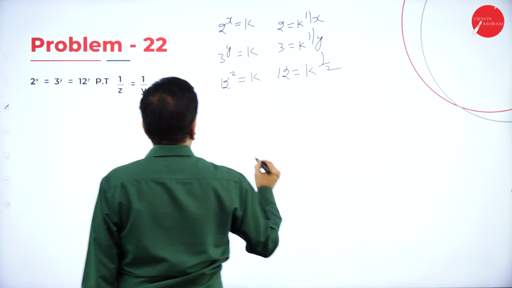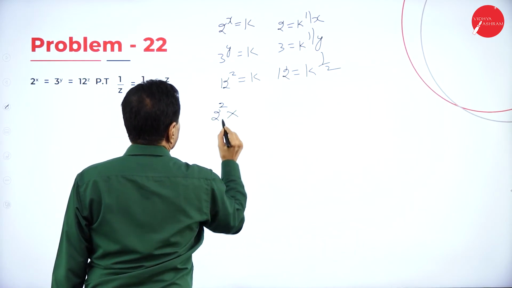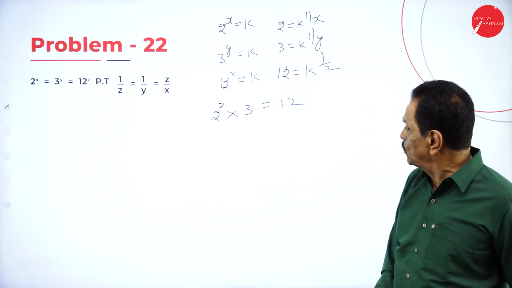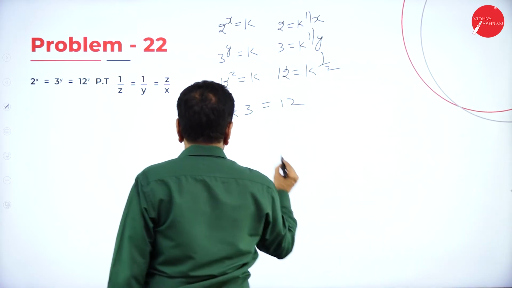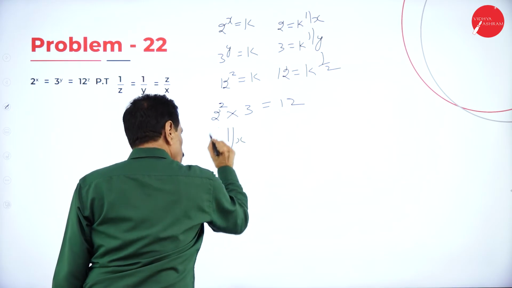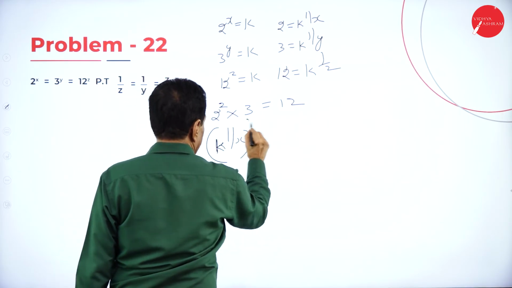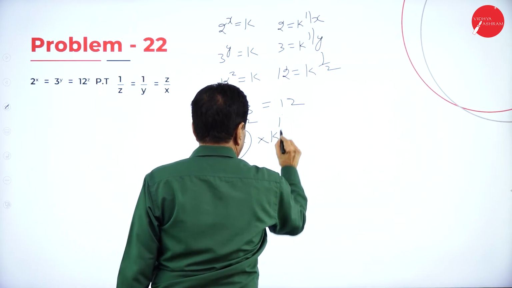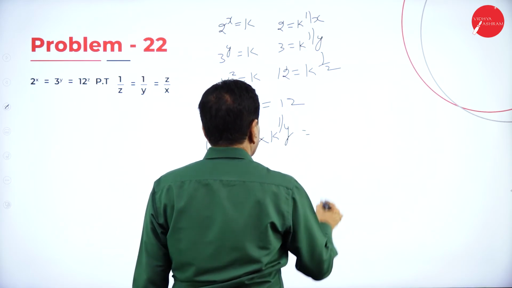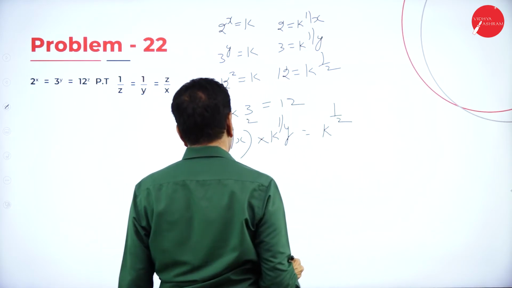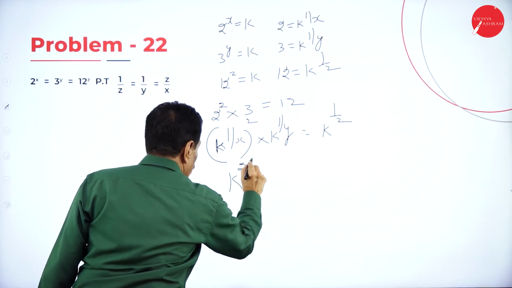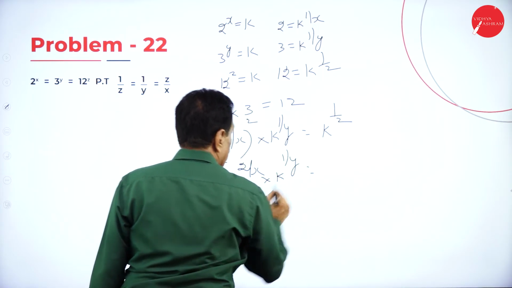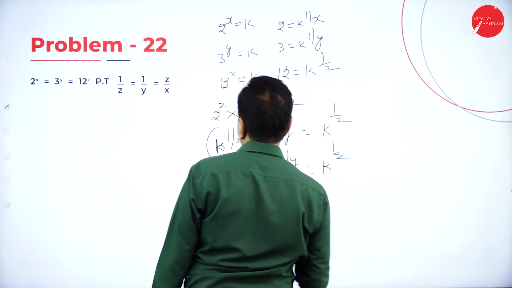We can write this: 2 square into 3 is equal to 12. What is 2? k to the power of 1 over x, whole square, into, what is your 3? k to the power of 1 over y. What is 12? k to the power of 1 over z. This is nothing but k to the power of 2 divided by x into k to the power of 1 over y, equal to k to the power of 1 over z.